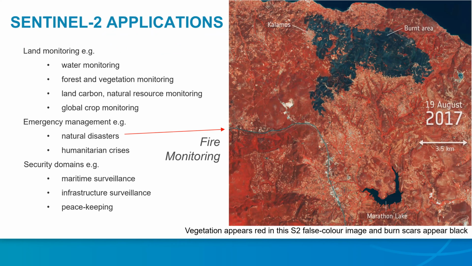These are some applications of Sentinel-2 data for land monitoring, emergency management and security. The image here shows a global example of fire monitoring in Greece. So vegetation appears red in this false colour image and the burn scars appear black. However, users need to be aware that water also appears black. And you can see the large burnt area to the north of the image. So this could be used to generate things like fire extent information.